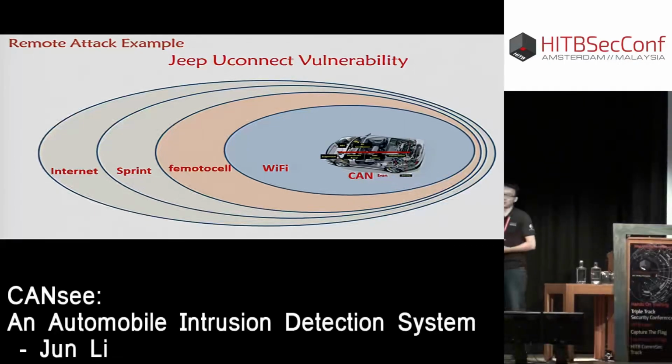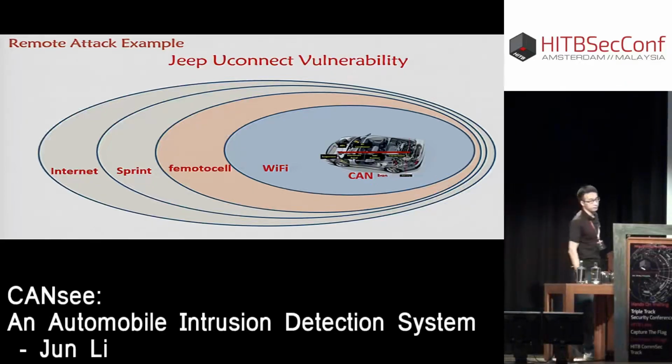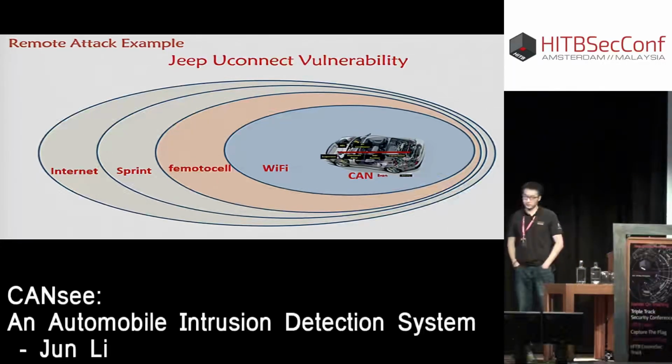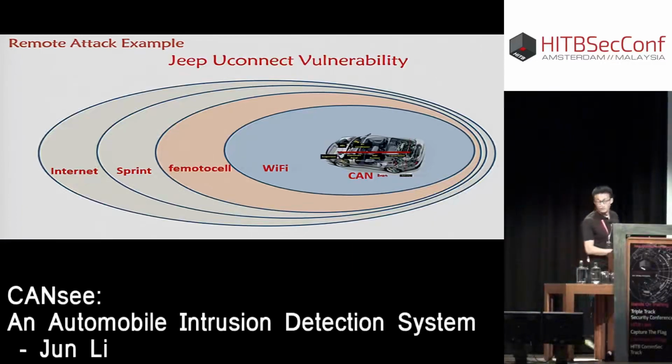Then they extended the range by using a rogue base station, a compromised femtocell. They could use that to extend the range to remotely control the car, I think, from 100 meters away. And then they discovered that if you use a mobile phone connected to the Sprint network operator, you could extend this attack internet-wide.